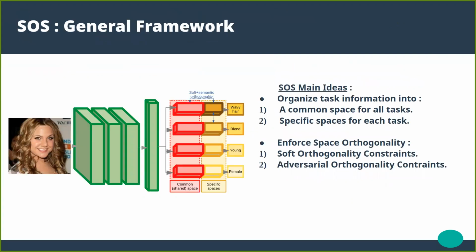To solve that problem, the objective of SOS is to avoid having to make that critical sharing pattern choice. For that purpose, it organizes task-related information by splitting it into a part that is common to all tasks and a part that is task-specific. To enforce this organization, it uses two types of auto-organization constraint. First, a soft auto-organization constraint, and second, an adversarial auto-organization constraint. But let's get into the technical details of SOS.